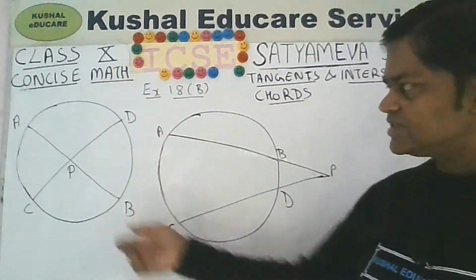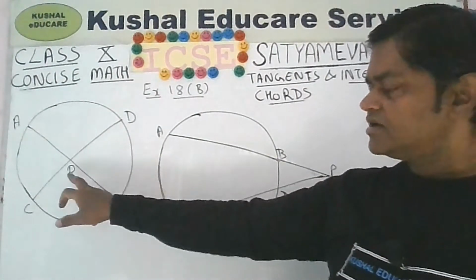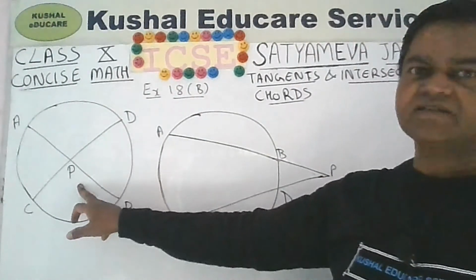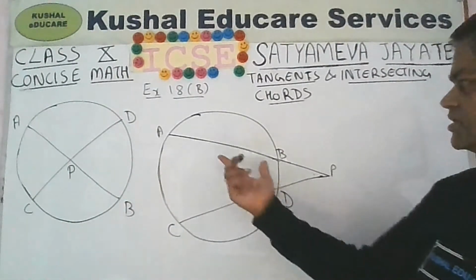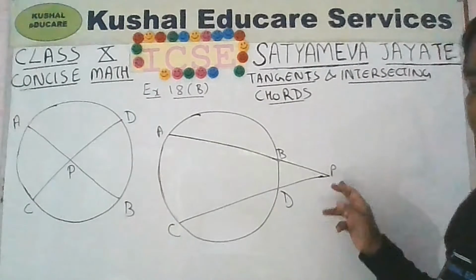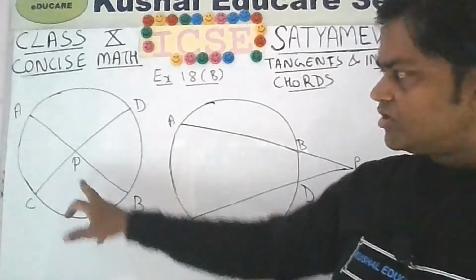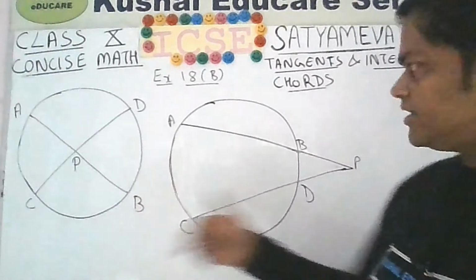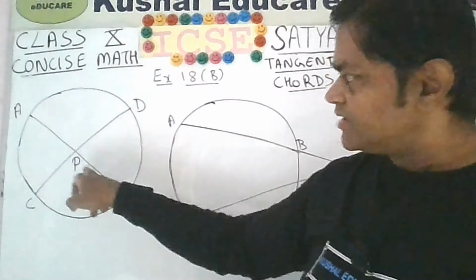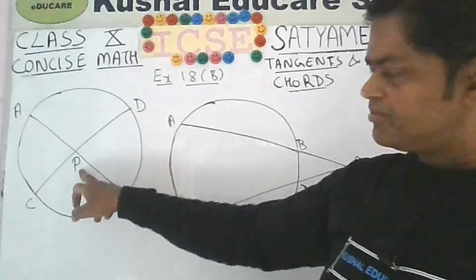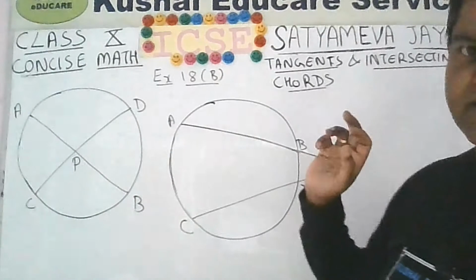So for example, here you can see you are having two chords AB and CD. They are intersecting each other internally inside the circle at the point P. And here you are having two chords AB and CD which are intersecting externally. So the theorem says that whether the chords are intersecting each other internally or externally, AP into PB, P is the point of intersection of the chords, will be equal to CP into PD.